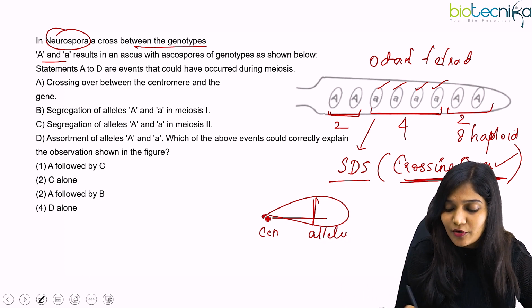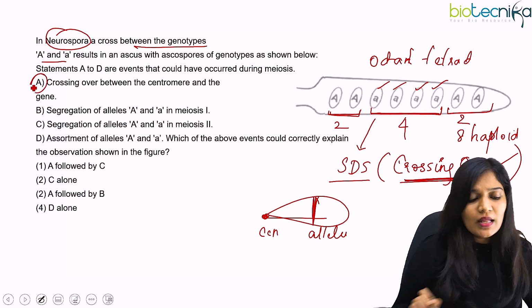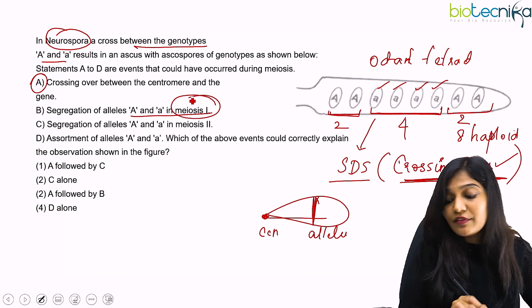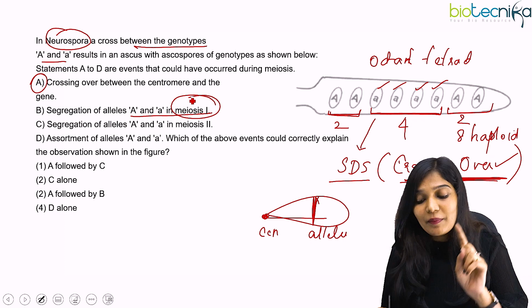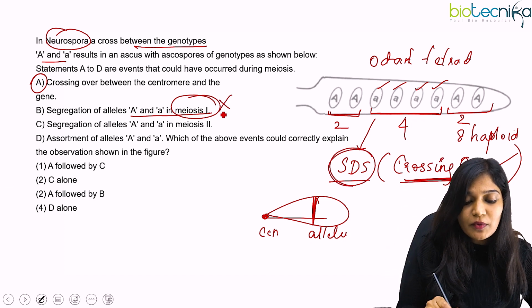So in the centromere and the allele only it will take place. So we can say the first option is correct. Let's check the second option. A and A in meiosis 1 they have given. No. Whenever crossing over happens, it is the second division. So this is wrong. It is always going to be meiosis 2.